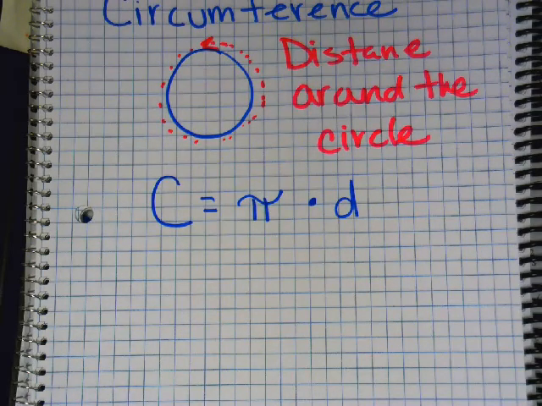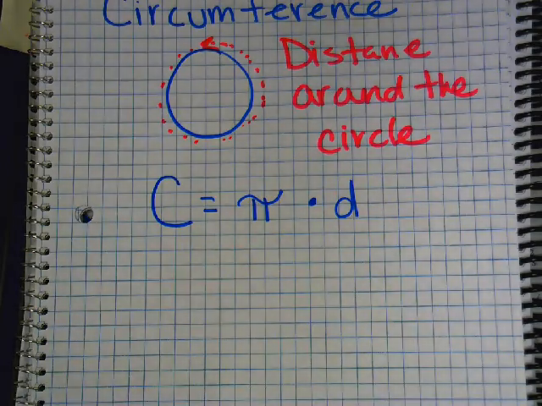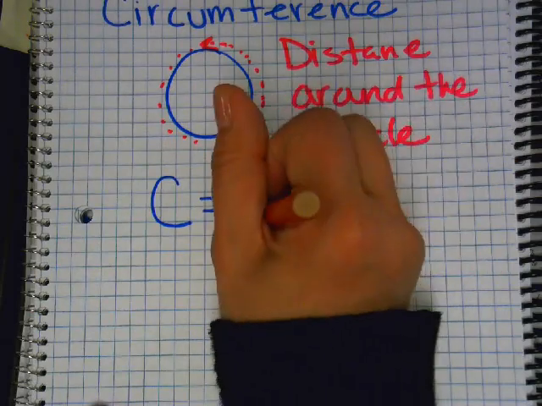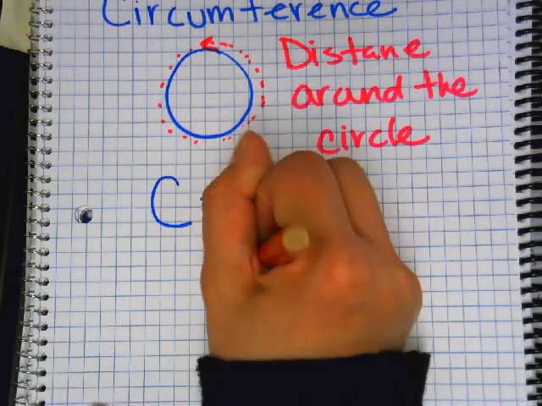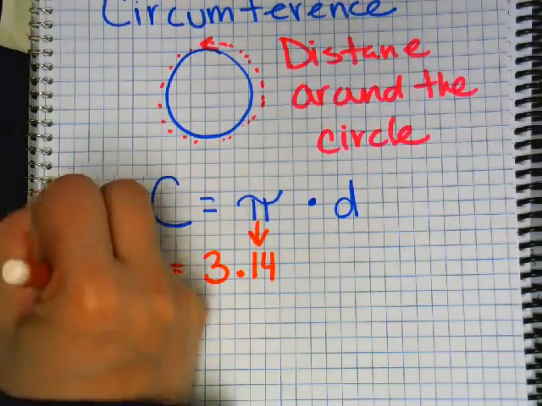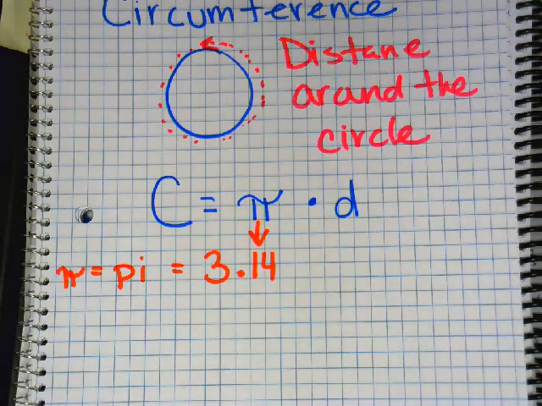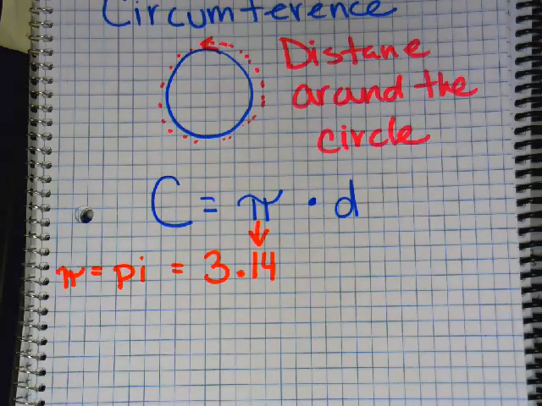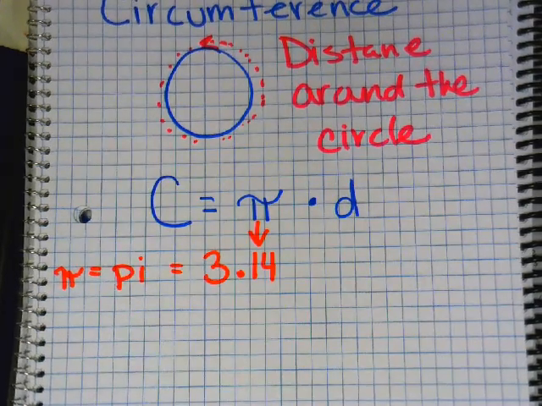3.14. Actually, I said that wrong. What's the approximate value of pi? Pi, spelled P-I, has an approximate value of 3.14. It's actually a number that never ends, never repeats. So it goes on forever. It's 3.141592, and so on and so forth.